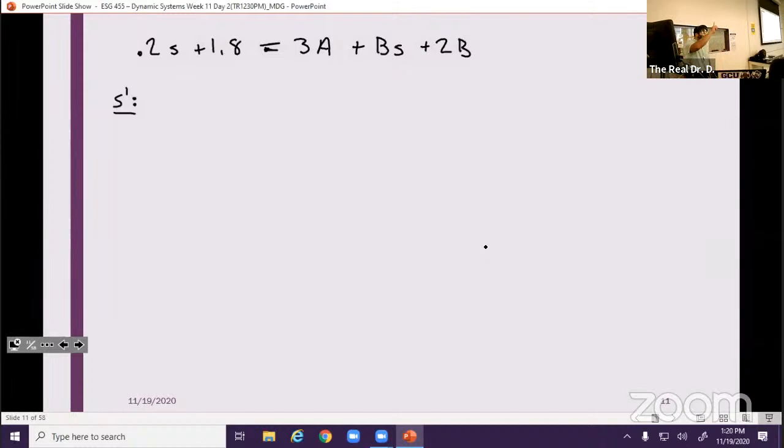Okay. S to the 1. So grab all of our s terms. Well, on the left-hand side, that's 0.2. On the right-hand side, that's B. Nailed it. Done. We got B. S to the 0. Okay, well, we got 1.8 on the left. We got 3A and 2B on the right. We know B. Throw it right down in there. We're good to go.